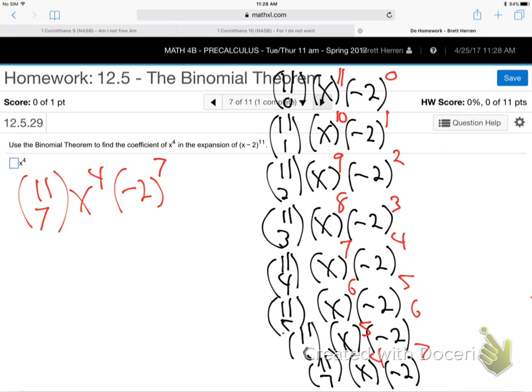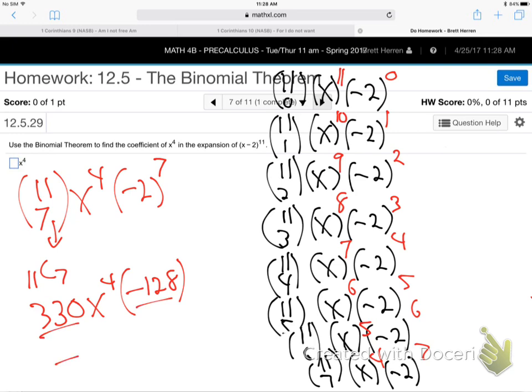They just want that one. So I just have to figure out what those numbers are and multiply them together. For the 11, 7, just use your calculator. 11C7 is 330. And minus 2 to the 7th is minus 128. It's negative because of the odd number of negative signs. Is that good? And then finally, just multiply 330 times 128. No problem. 42,240, negative.